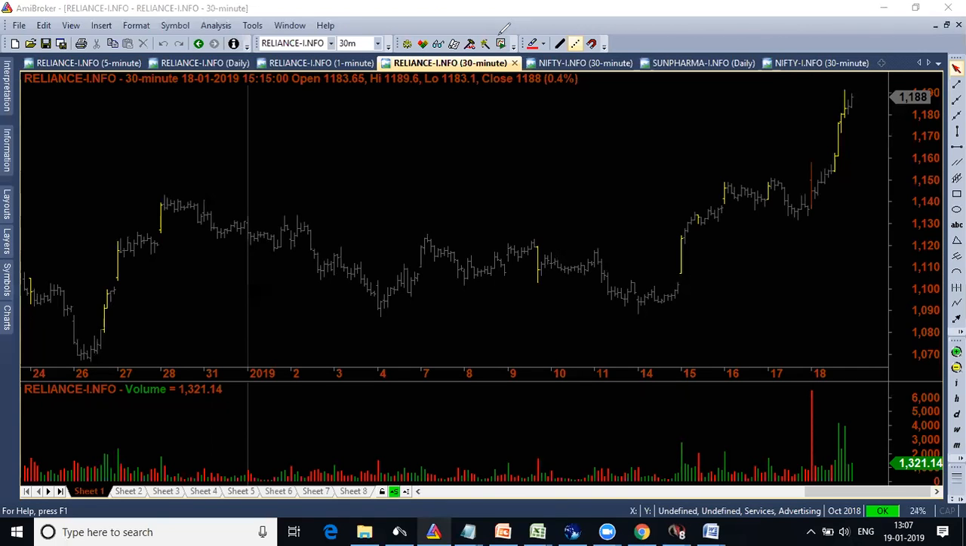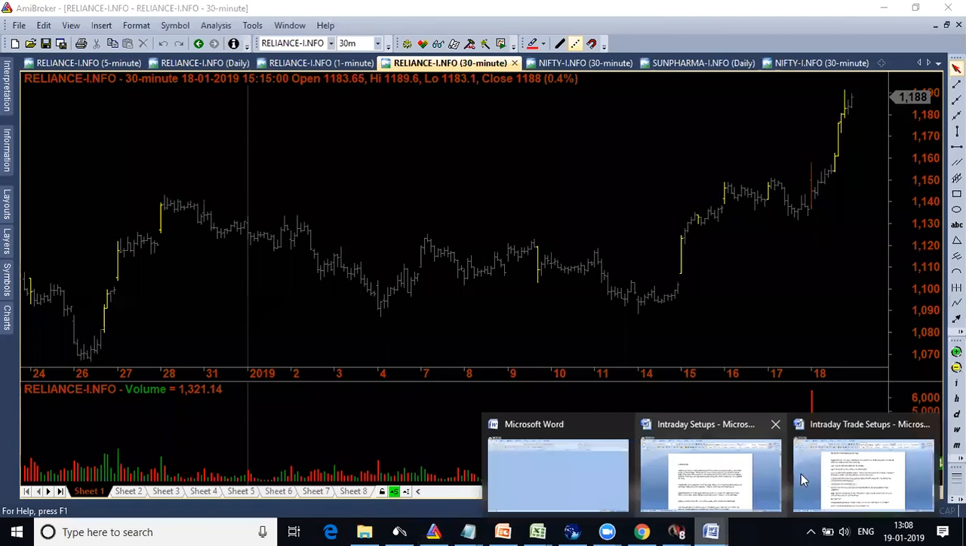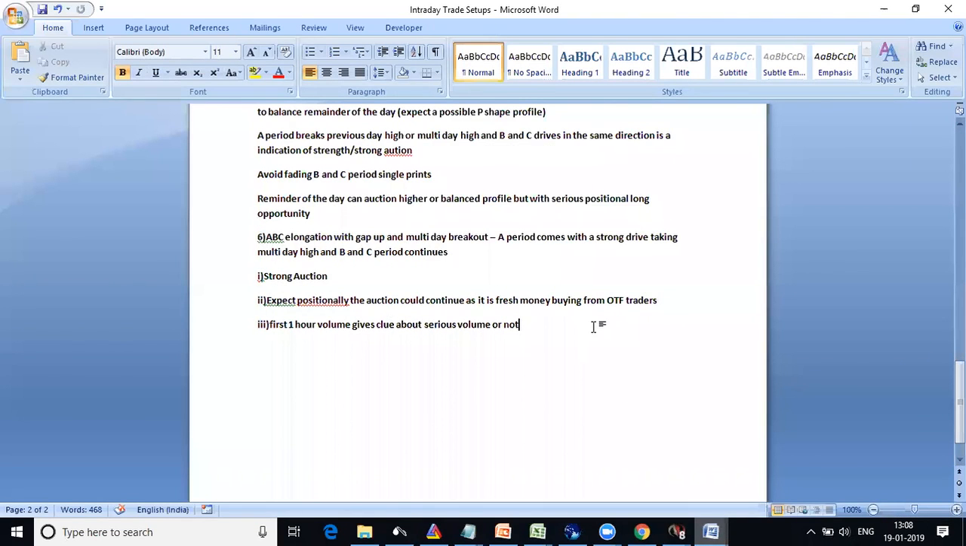And one more final auction setup. I remember that. This is a very rare setup. It happens at a strong reversal. It's an intraday setup also. It's an ABC late reversal. We can call this an ABC late reversal.